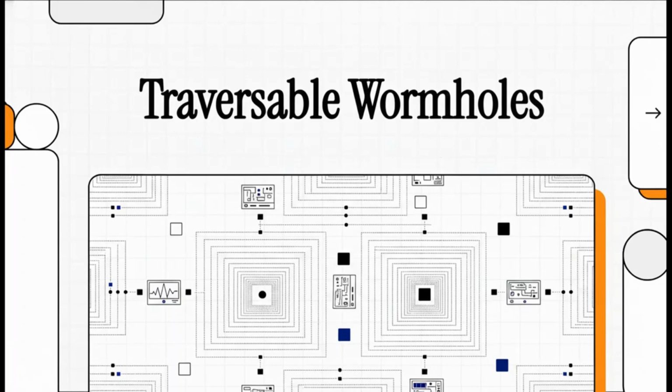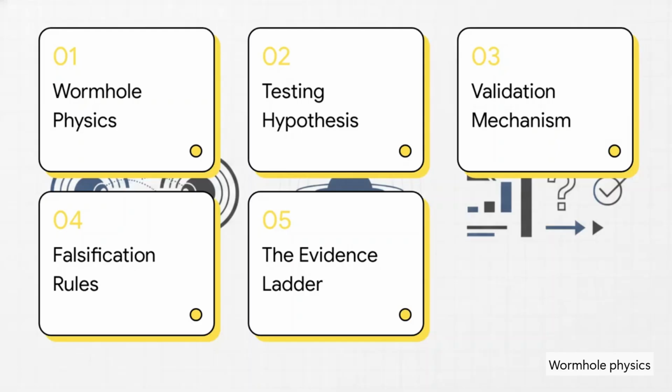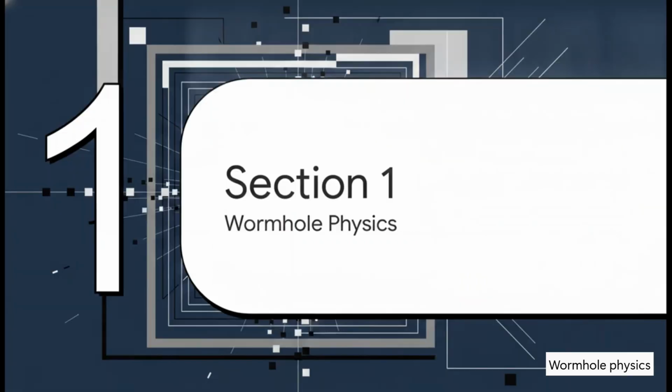We're going to look closely at the exciting work of researcher, inventor, and author Kevin L. Brown, who has proposed a brilliantly rigorous way to test some of these wild ideas in a controlled environment. So, let's get to it. Here is our roadmap for this explainer. We'll systematically cover the wormhole physics problem, testing a new hypothesis, the validation test mechanism, strict falsification parameters, and finally, building the evidence ladder.